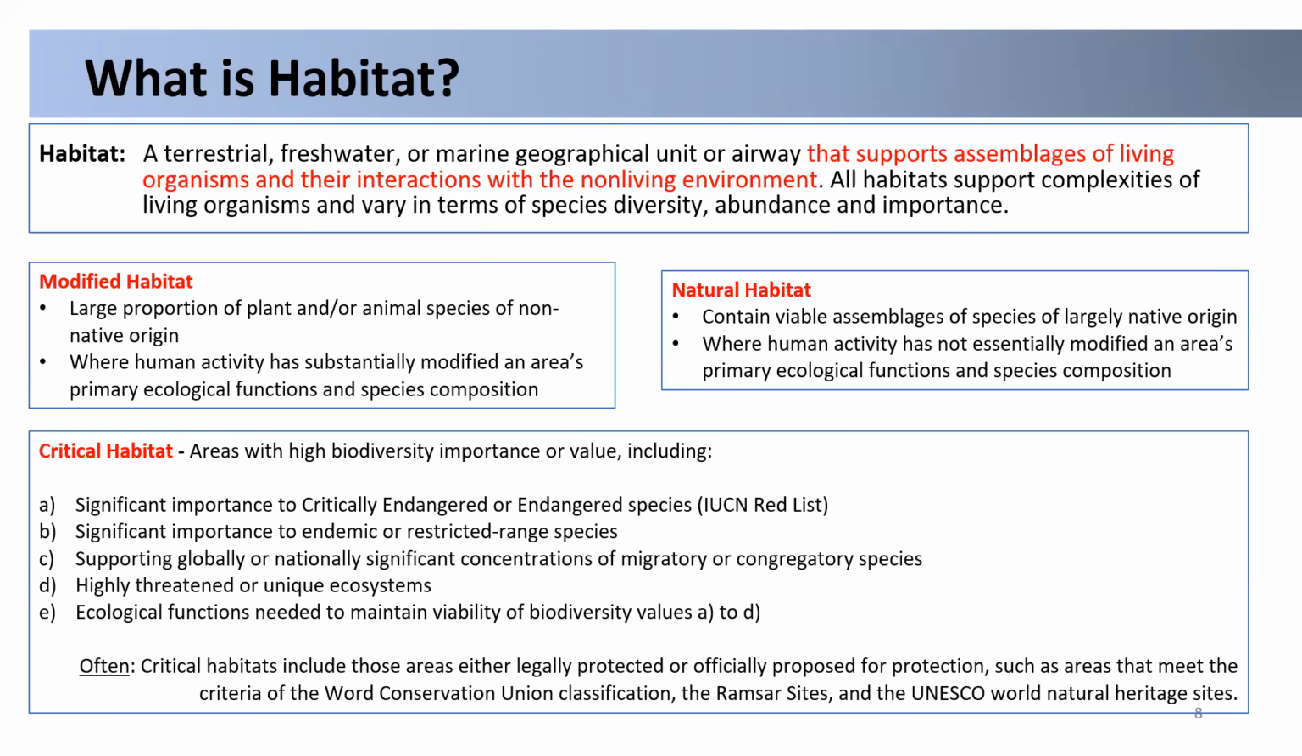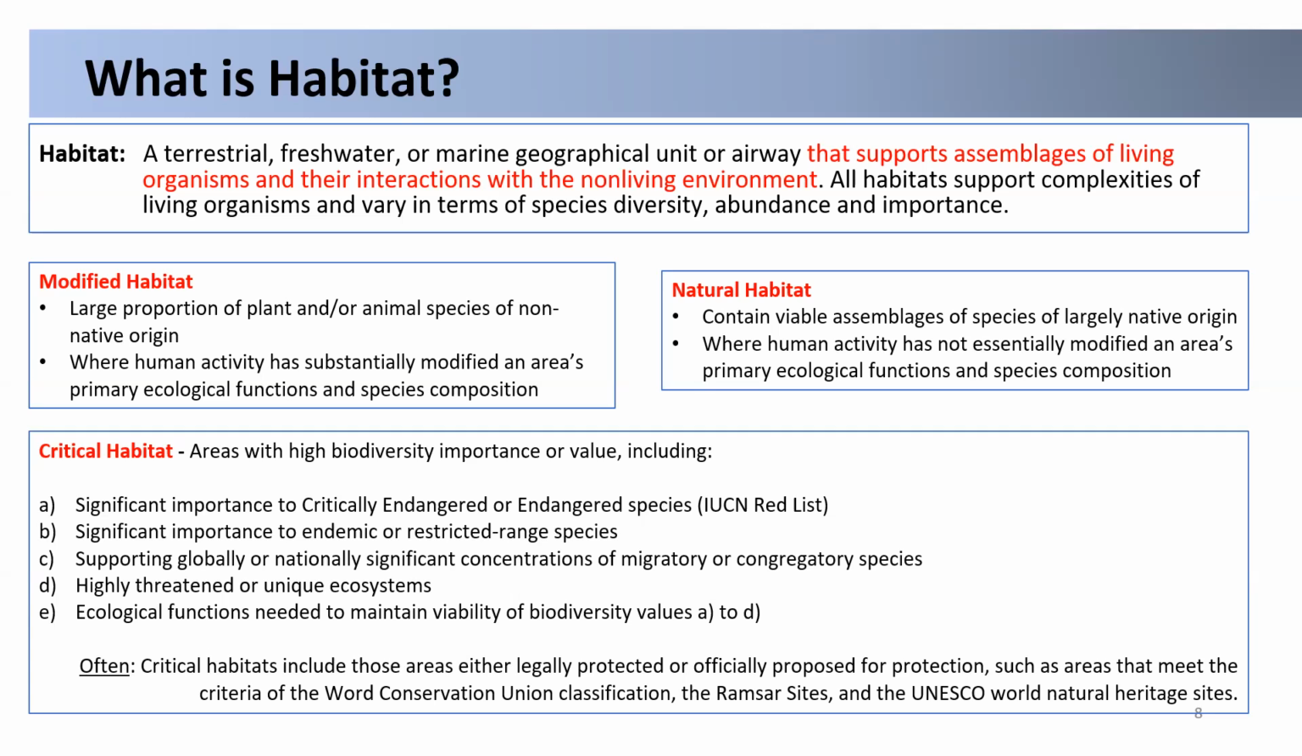Natural habitats are those that contain a viable assemblage of species of largely native origin, and where human activity has not essentially modified an area's primary ecological function and species. That implies, for example, that human presence is there in this natural habitat, but they still function as an ecosystem. Examples are forests, grasslands, and mountain areas, which are large enough to fulfil ecological functions and whose resources may be used for economic purposes, but not to the extent that they have lost their natural characteristics.